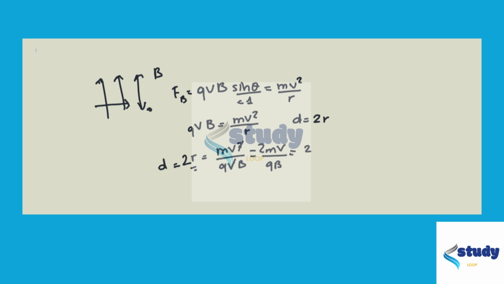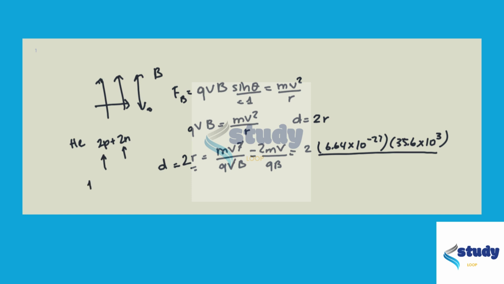So now let's plug in the numbers. 2 times the mass, which is given to us as 6.64 times 10 to the power of negative 27, times 35.6, the initial velocity in kilometers per second. So I'm going to convert that to meters by adding times 10 to the power of 3 meters per second, over q. Well, a helium particle has 2 protons and 2 neutrons. Neutrons don't have any electric charge. The charge of a single proton is 1.6 times 10 to the power of negative 19 coulombs, but we have 2 of them.